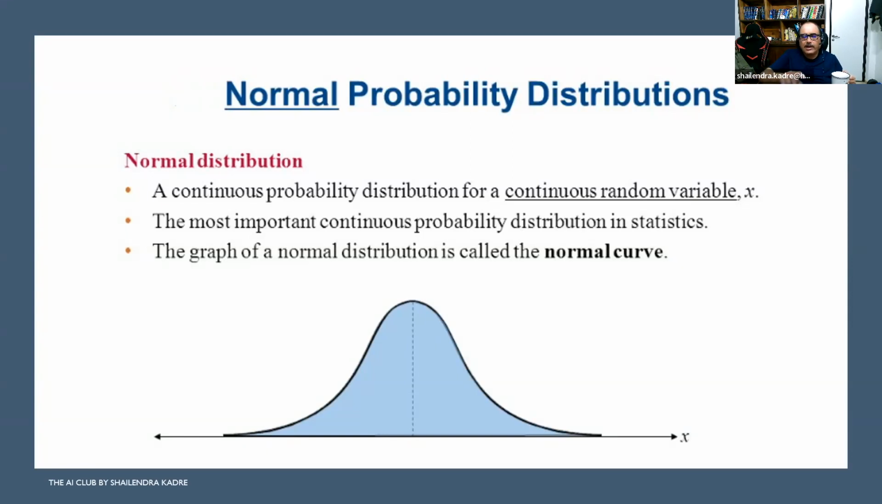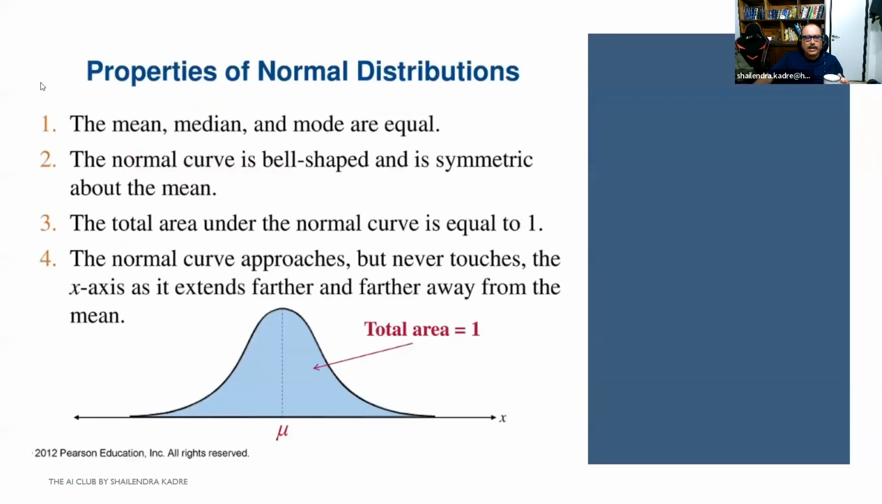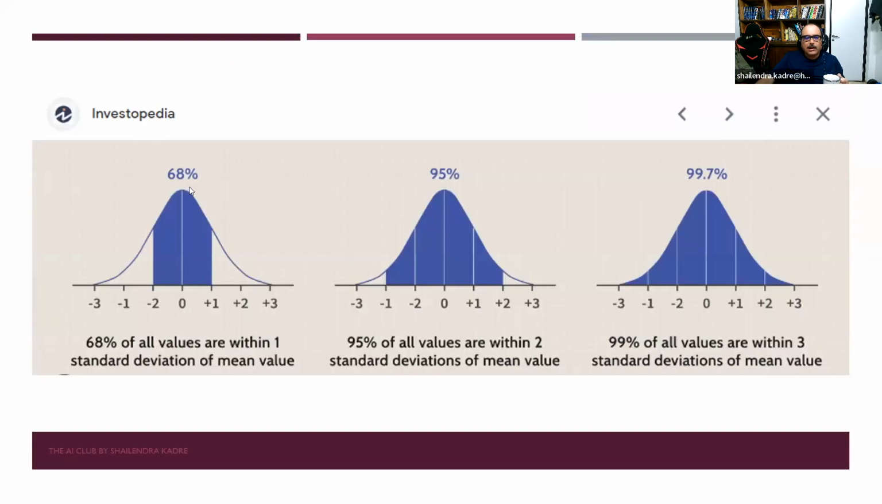The total area under this curve, which is shaded light blue, is 1, because probability cannot be greater than 1, so cumulative probability also cannot be greater than 1. So the total area under the curve is equal to 1. Now we will study some more properties.